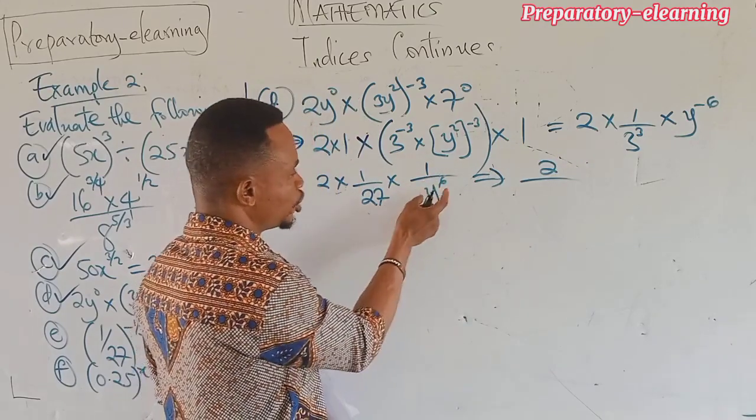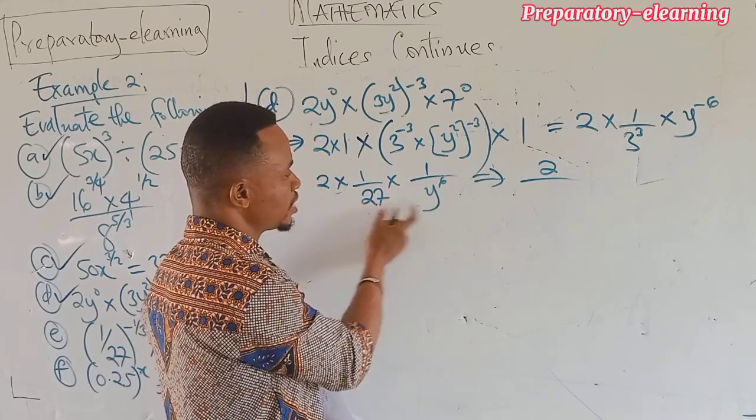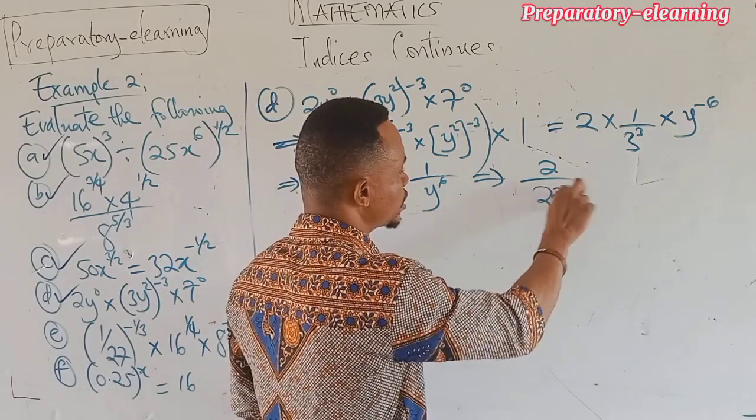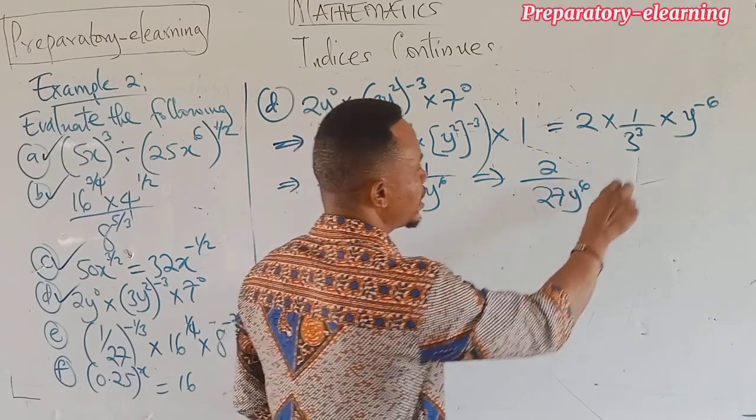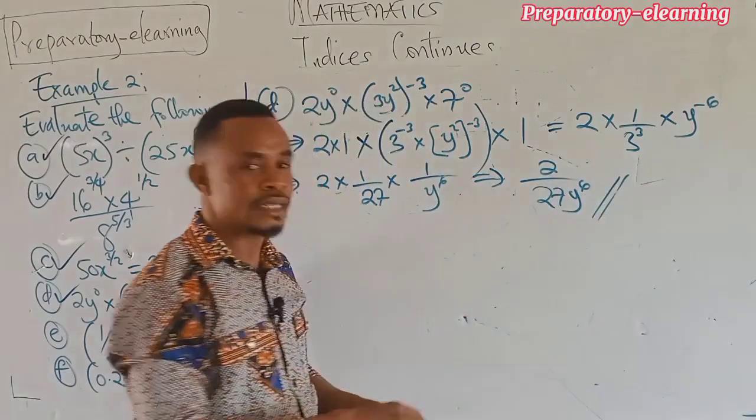Just take this, join with this. 27 times y, we have 27y power 6. Since this cannot divide this, that is our answer.